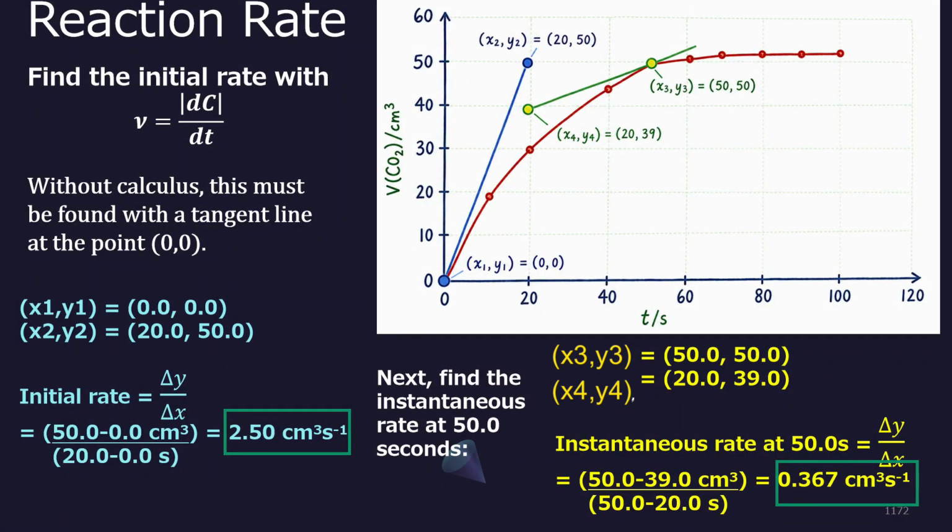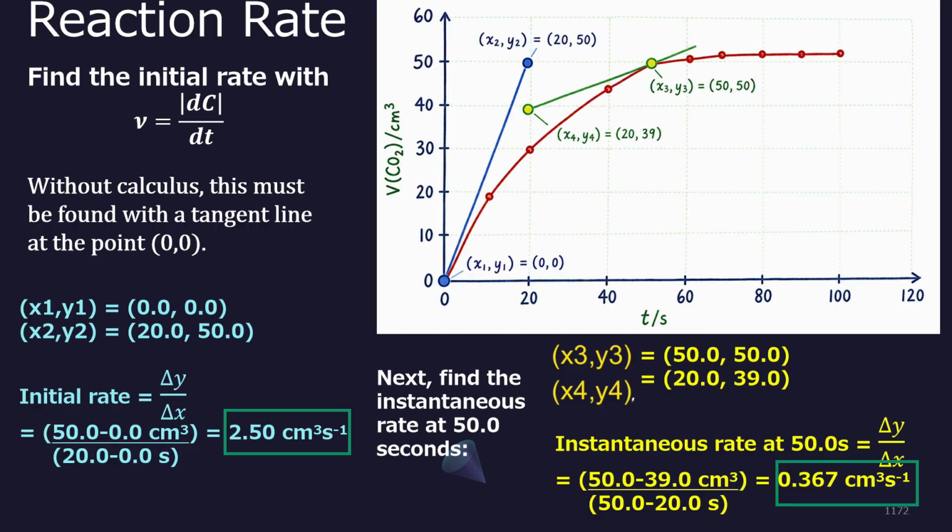So in this case, we have 2 points, right? 0, 0, and then 20, 50. Okay, to get the slope of that, 50 minus 0, y2 minus y1, divided by 20 minus 0, x2 minus x1. And y has units of centimeters cubed, x has units of seconds, so this will be centimeters cubed per second, and it's 2.5 centimeters cubed per second. All right, so that's in terms of volume change per second.